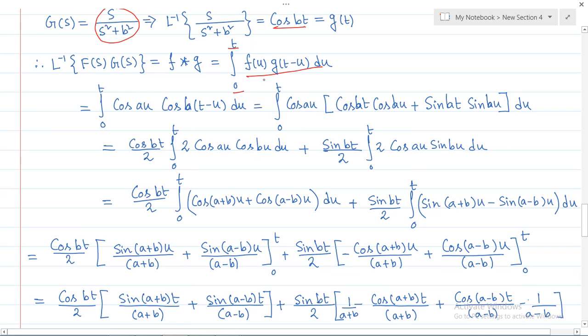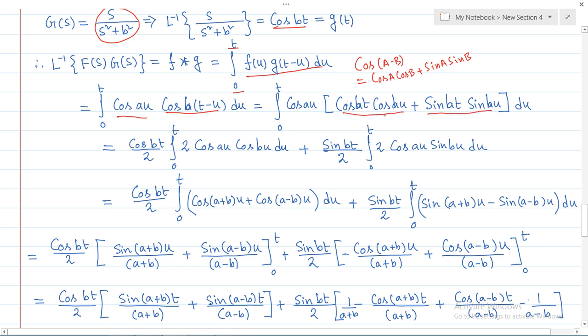Since our f(t) is cos at, it will become cos au. g(t) is our cos bt, so it will become cos of b(t minus u) du. Now here we have to apply the formula of cos(bt minus bu). So what is the formula for cos of a minus b? This is coming in this structure. The formula for this is cos a cos b plus sin a sin b. Okay, so we are having cos bt cos bu plus sin bt sin bu.